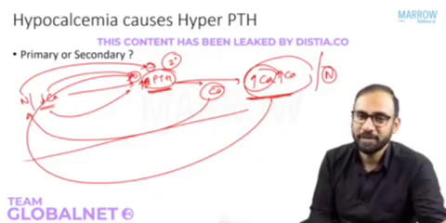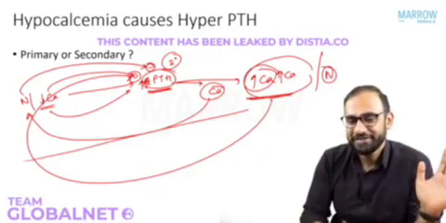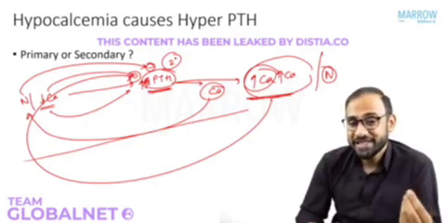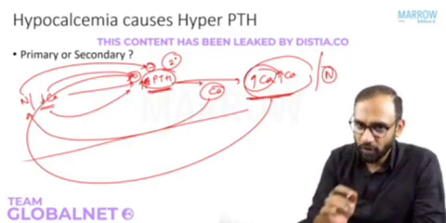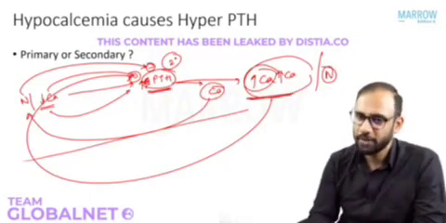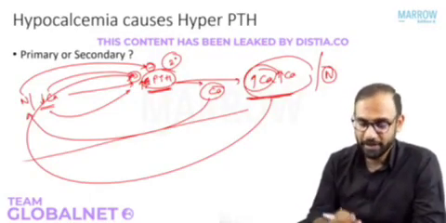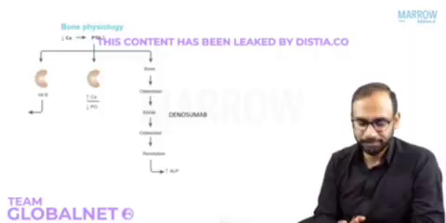And in primary hyperparathyroidism, there is no negative feedback because there is a disease in the parathyroid gland. Is this clear? Now let's understand how this parathormone brings the serum calcium back to normal. How does it regulate that? For that, I want you to look at this diagram.